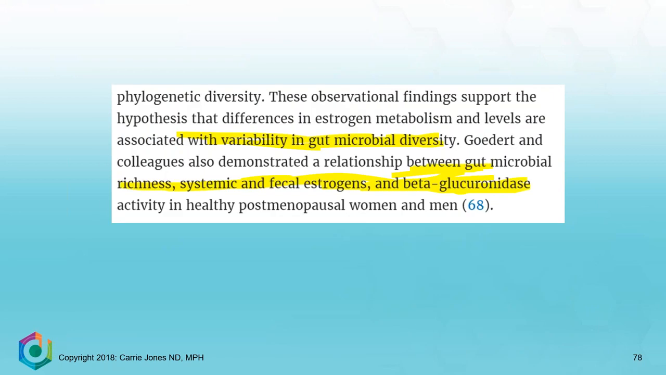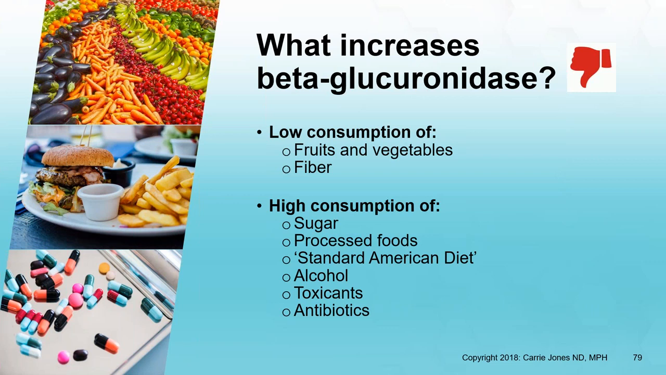Variability in gut microbial diversity means we need to have variability in our foods. We need the colorful foods. We need to eat the rainbow, because what we're trying to do is get a good balance in our beta-glucuronidase so that we can keep our good balance in our estrogens. Be very conscious, of course, of sugar, processed food, what we call the, quote, standard American diet, alcohol, toxicants, and antibiotics. All these things will greatly increase beta-glucuronidase levels, and of course just affect your microbiome in general. We're focusing on beta-glucuronidase, but it does so much else.